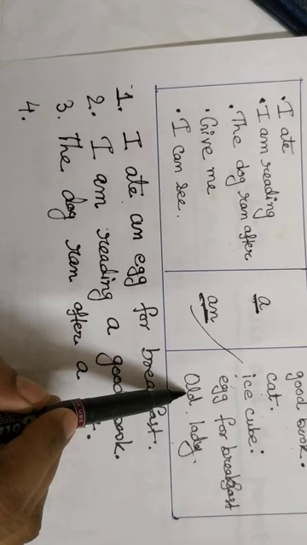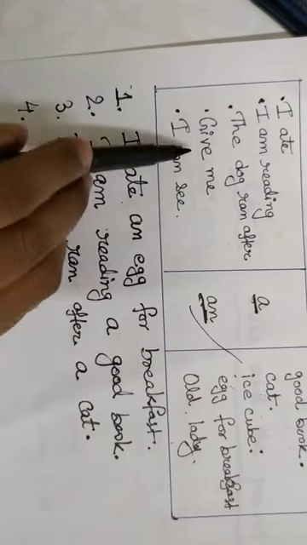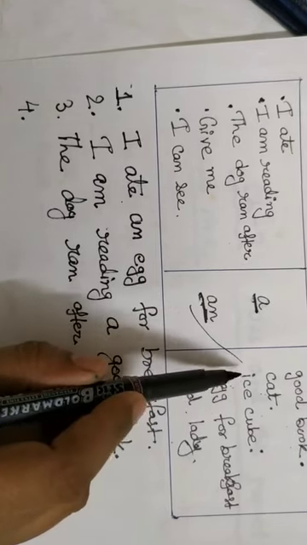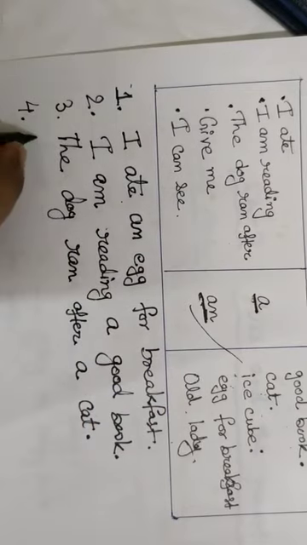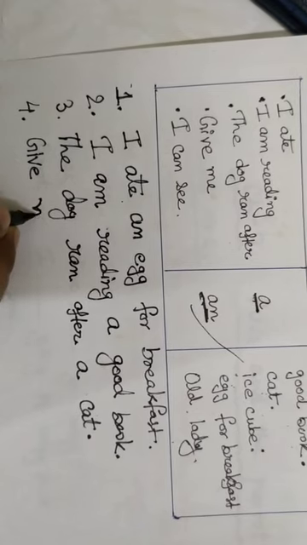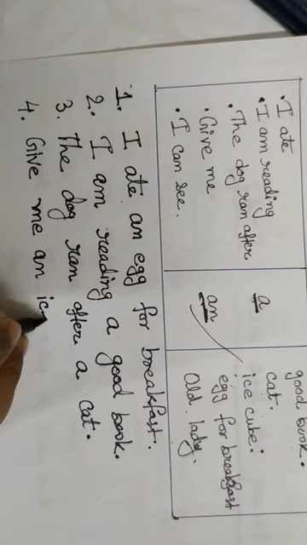ये दो हमें बच गए, तो इन दोनों में से किसी एक को यूज करना है. Okay, give me an ice cube. A ice cube is wrong. I is a vowel, so give me an ice cube. Give me an ice cube.